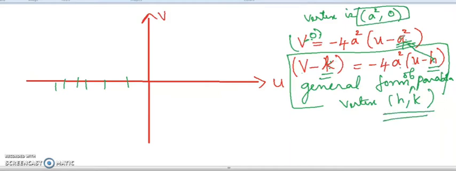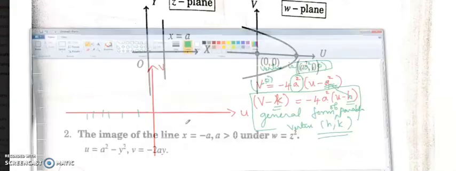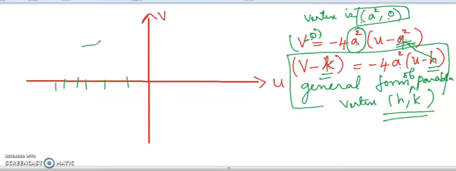We can type a square comma 0, that is the vertex, and this is the focus. Focus is at a distance a square. So you get like this. This is the distance. What about the distance here? Distance is a square. So 0 comma 0 is the focus. And a square comma 0, this is the vertex.